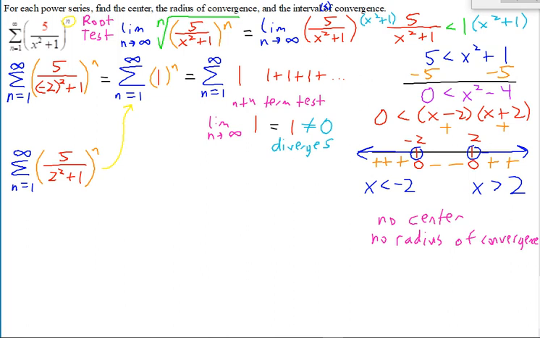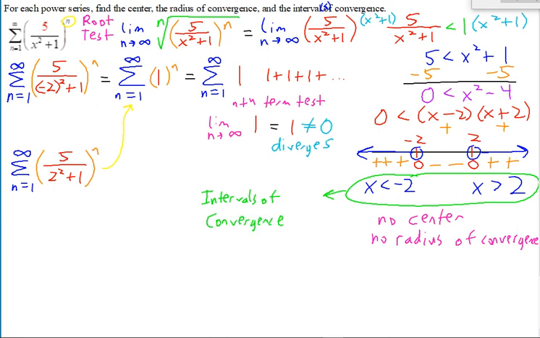So your intervals of convergence, sometimes they can be written as inequalities, like this. Or the other way, in this case intervals of convergence, since there's 2 of them. In interval notation, you would write from negative infinity to negative 2, and then from 2 to infinity. You don't run into this case with more than one interval very often, but it can happen occasionally. All right, let's take a look at one more.